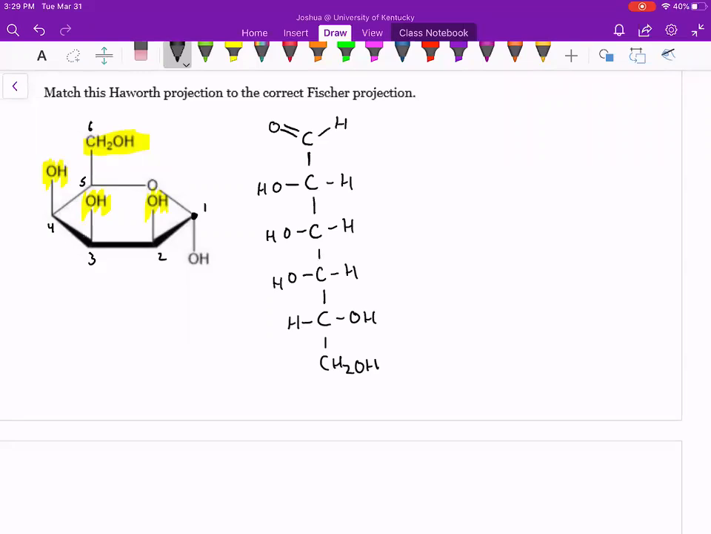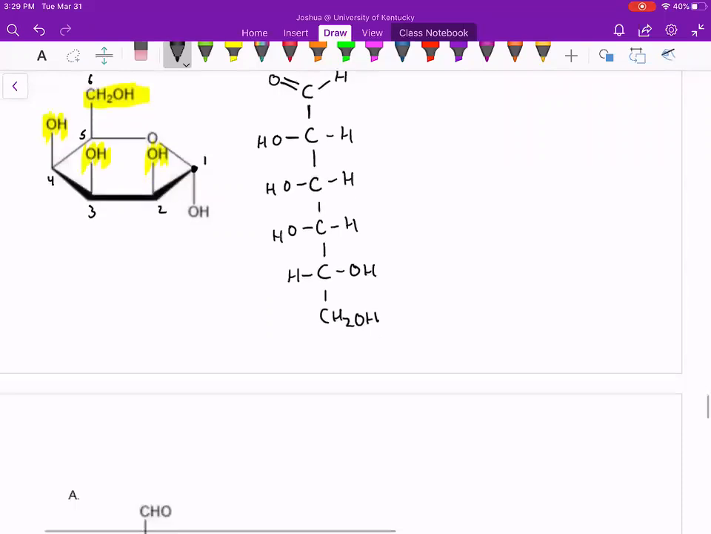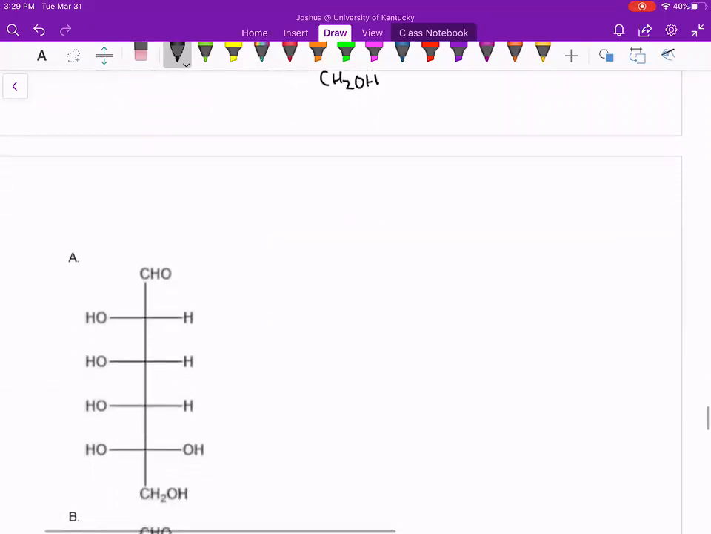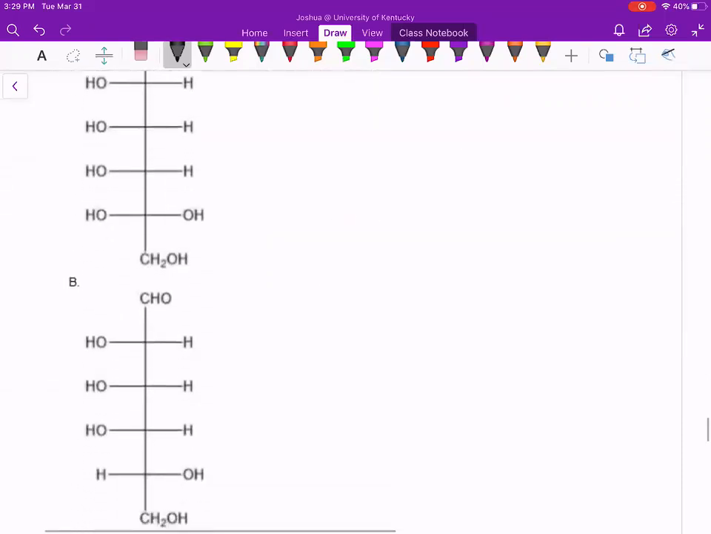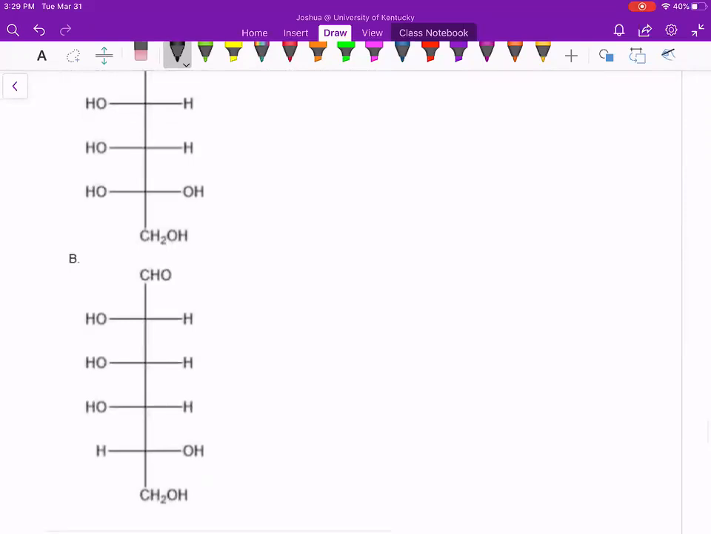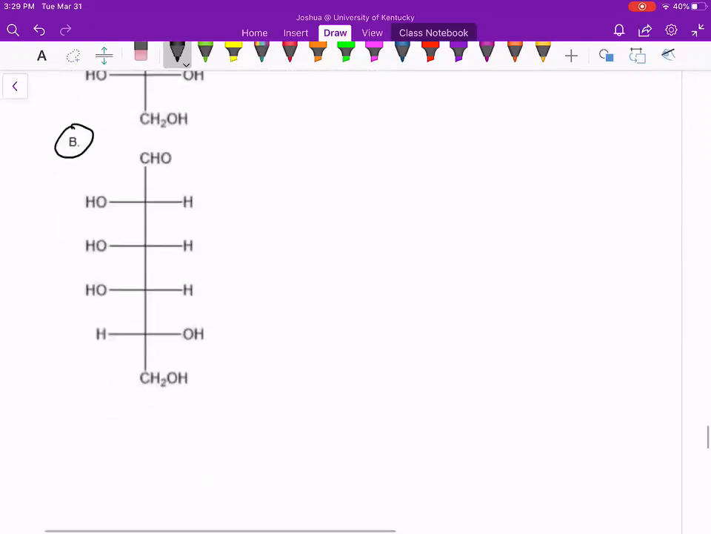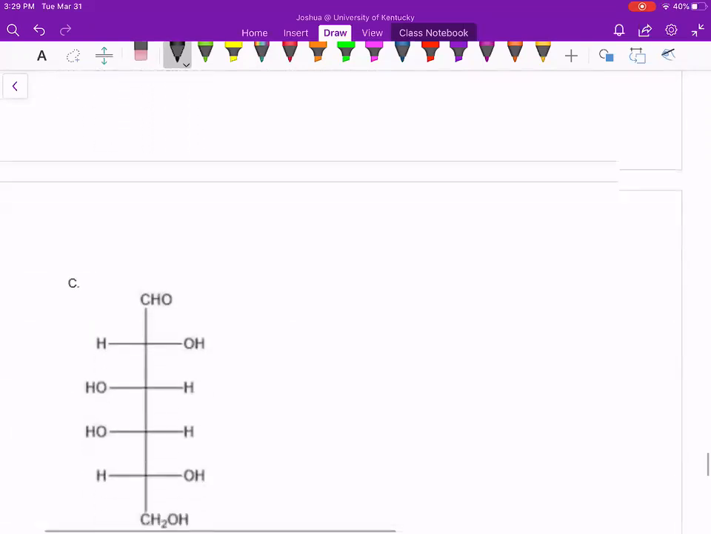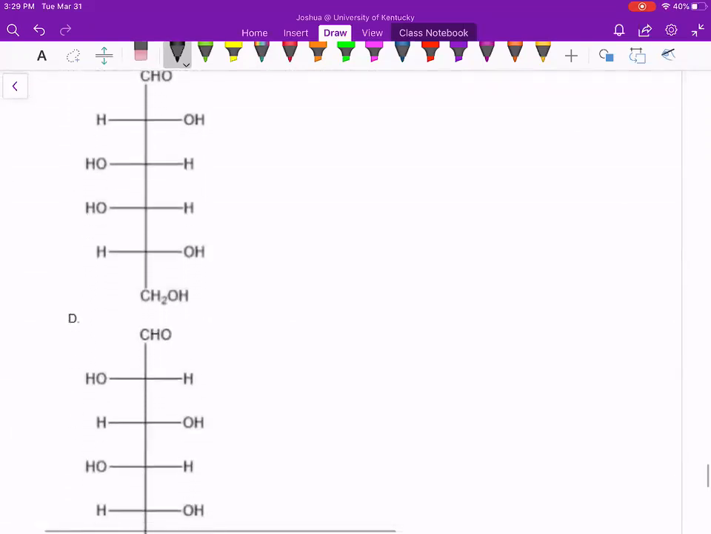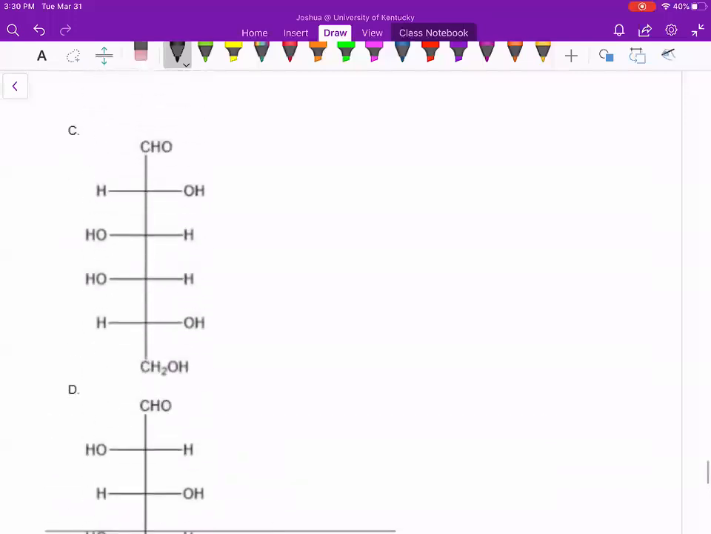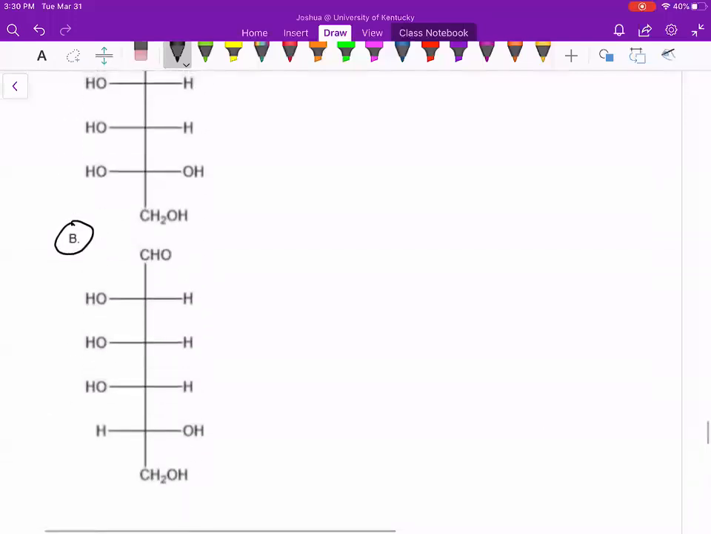So I'm going to go through and look for it. 3 hydroxyls on the left, 1 on the right. So B.